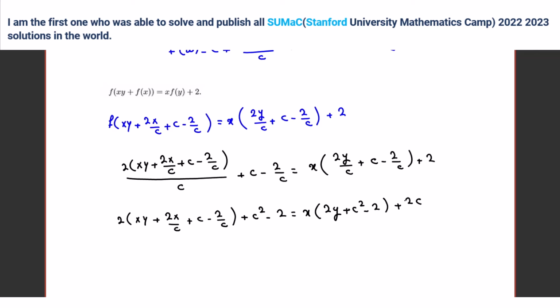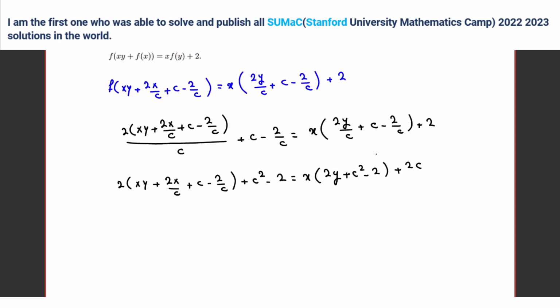Maybe I made a mistake. Eliminate 2xy. Okay, then what? I'm gonna expand real quick. Again, we don't like denominators, so we should multiply by another c, right? Yeah. So then we have what?